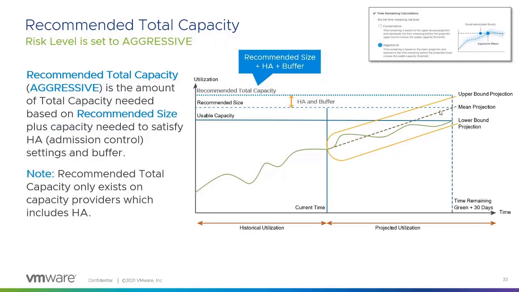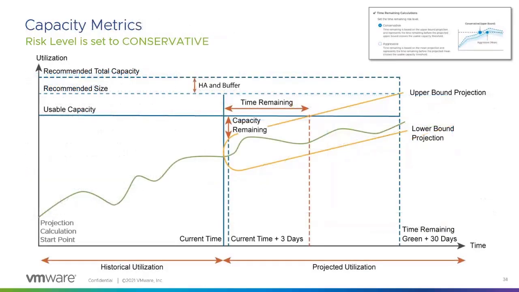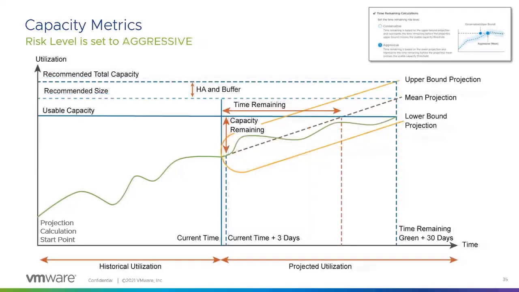And then aggressive, again, is the same, but we're looking at the mean instead of the upper bound, and then we add on HA and buffer on top of that as well. Hopefully that's pretty straightforward. I have a chart here that has everything highlighted, the spots on the charts where all of these metrics come from. This is the conservative version, and here's the aggressive version. You can see how they differ, and it's basically looking at where on this projection.